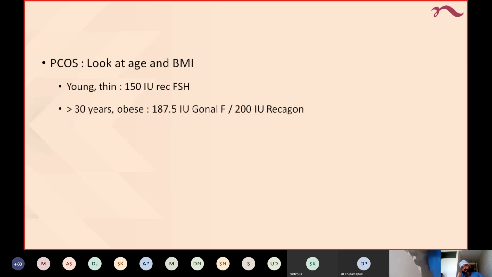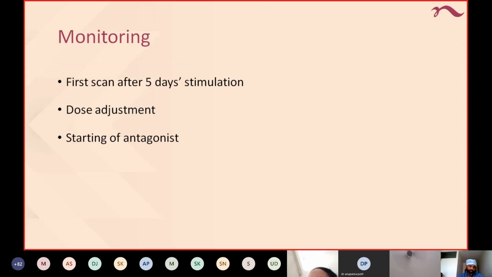In PCOS, always look at the BMI and age. If they're thin and young, use 150 only, not more. If more than 30 years or obese, then you can use a little higher dose of recombinant hormone or HMG.